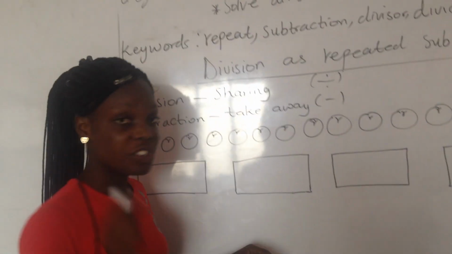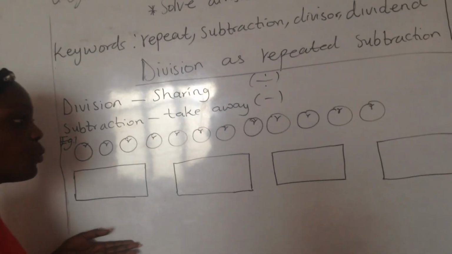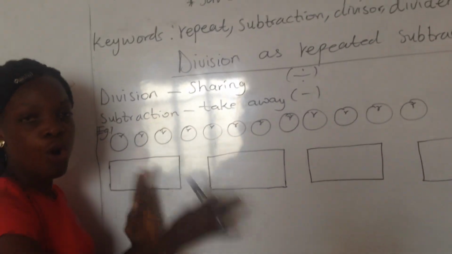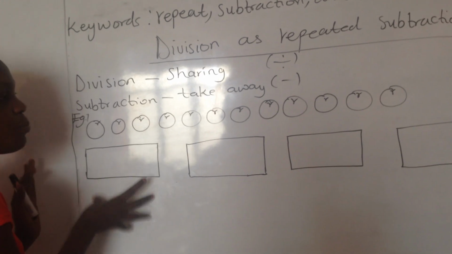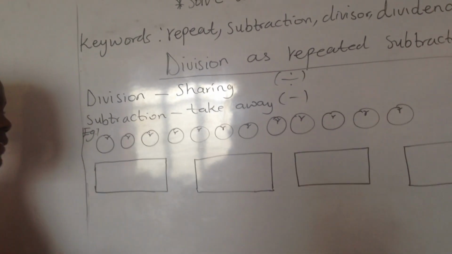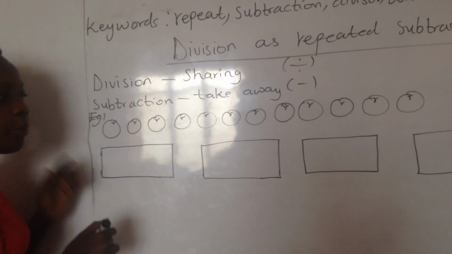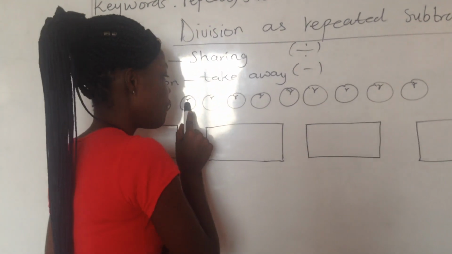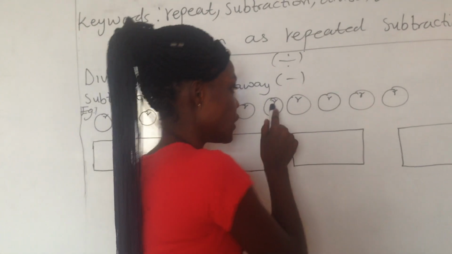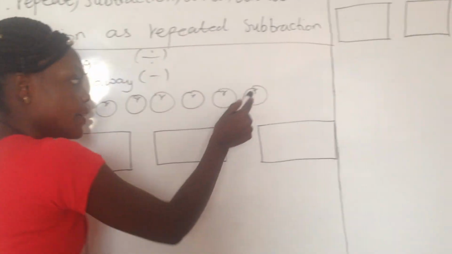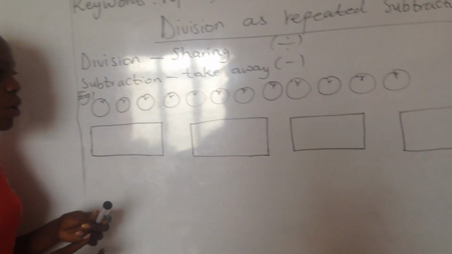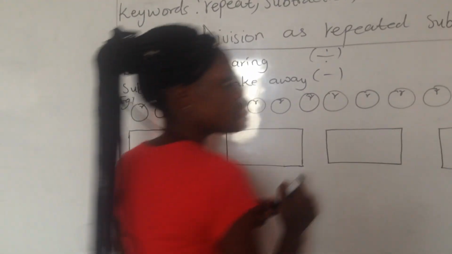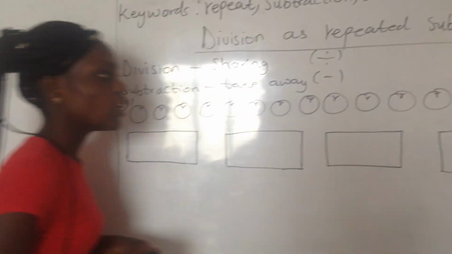These oranges are supposed to be shared equally between how many people? 4 people. So you are supposed to put these oranges into these 4 groups. How many will each group get? Let's count the number of oranges before we share. 1, 2, 3, 4, 5, 6, 7, 8, 9, 10, 11, 12. So we have 12 oranges. This is our dividend, and this is the sign for division.